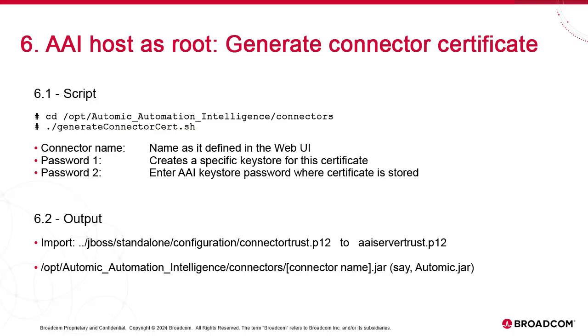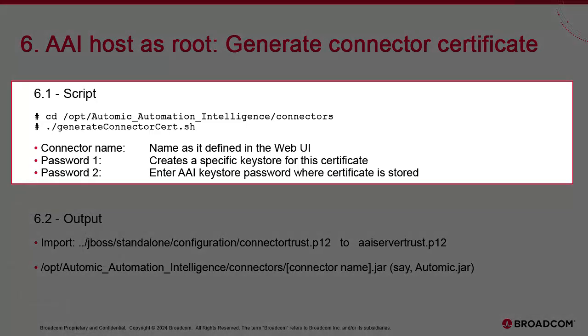We can now generate the certificate we're going to import on the connector host. We do this as root on the AAI host. We execute generate-connector-cert.sh, which we can find in the connector subdirectory. We're prompted for several items. First, we have to specify a connector name.